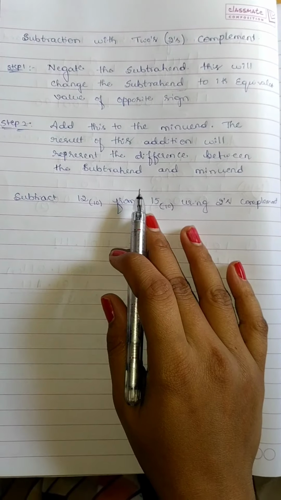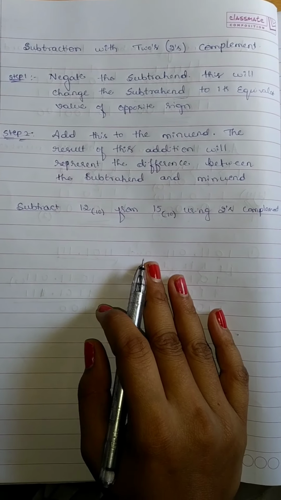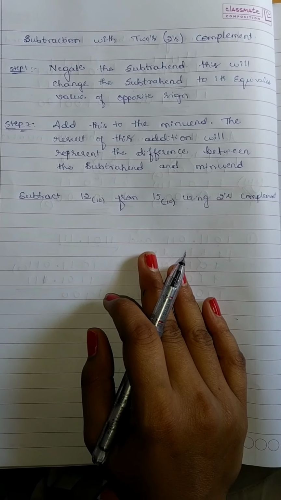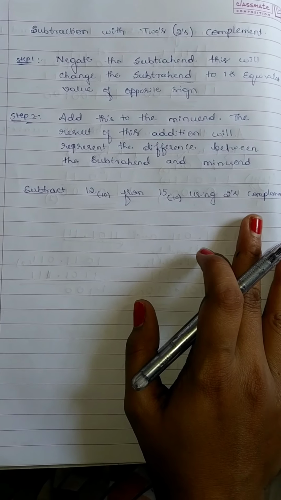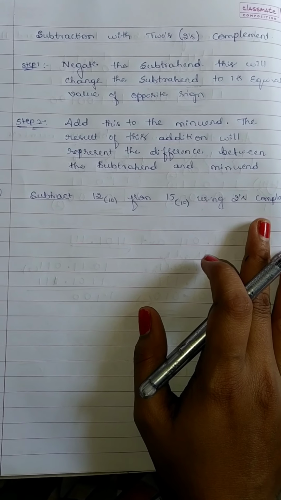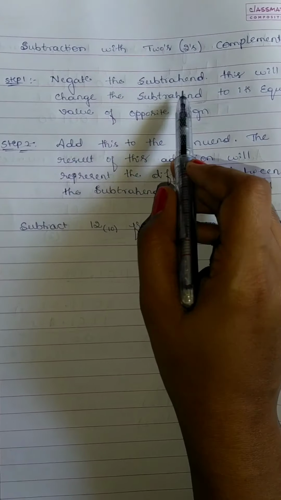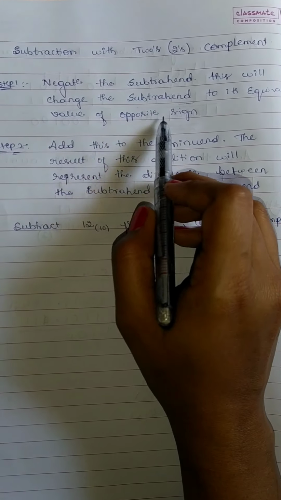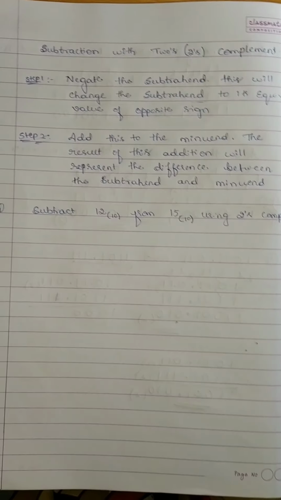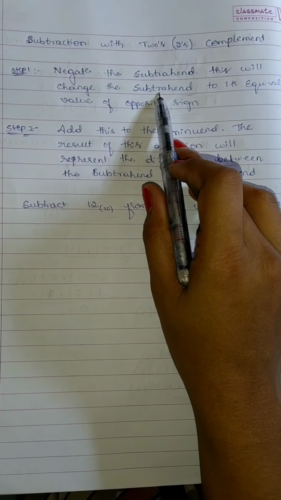Hello students, in the previous session we had a discussion about subtraction with one's complement. In this session we'll see how we can do subtraction with two's complement. In this also we need to follow two steps. So what is the first step? First we need to negate the subtrahend. This will change the subtrahend to its equivalent value of opposite sign. So what it means, we have to use a two's complement here.